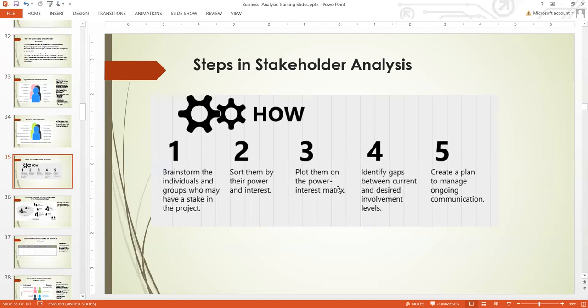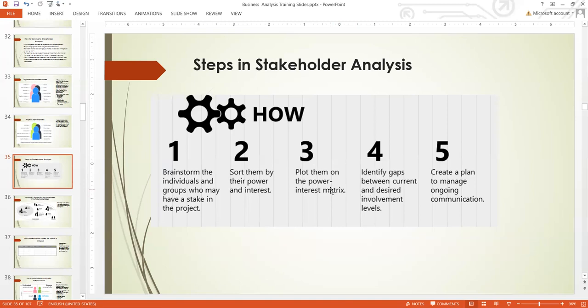When you plot them and manage them a little, that will help you to know whether you have a gap, because this is an ongoing management. You don't just do everything. You cannot identify the gap immediately you join the organization.